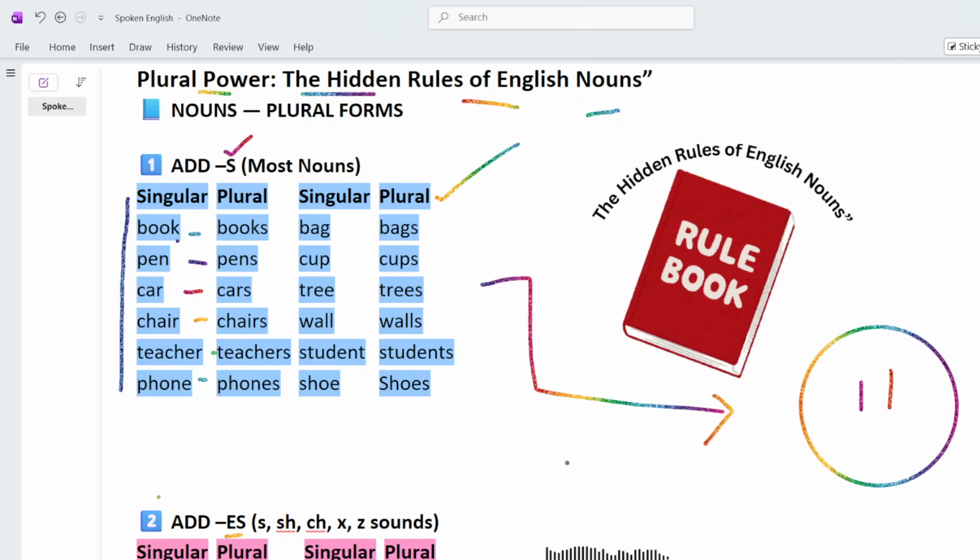That's it. So, no change in pronunciation difficulty. There is no need of adding extra letters to the words in order to change them into plural format. So, just remember that, okay?